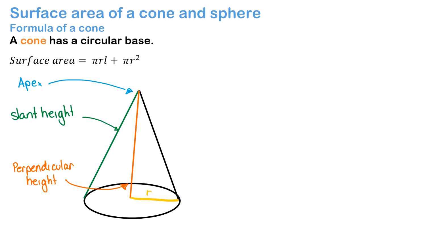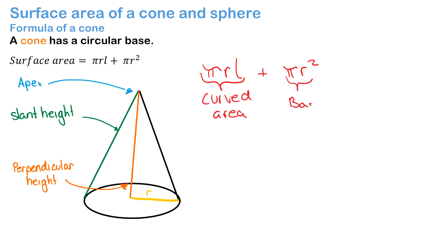Now it's important to note that the pi r l section, that is your curved area. So that section there, that's your curved area. Now our pi r squared, that section is our base. That is the bottom there, that circle on the bottom. Now that you know what it's made up of, it's a little bit easier to see what's going on.